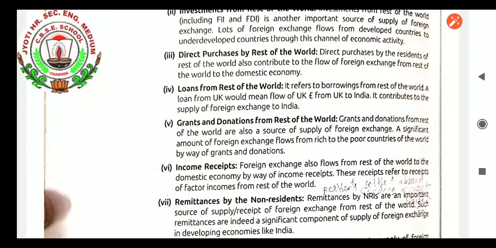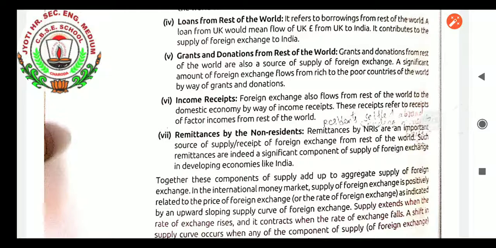Grants and donations from the rest of the world. When there is a supply of grants and donations, earlier in the demand case it was an outflow, now there is an inflow. So grants and donations from the rest of the world are also a source of supply of foreign exchange. A significant amount of foreign exchange flows from rich to poor countries of the world by way of grants and donations. Income receipts. Foreign exchange also flows from the rest of the world to the domestic economy by way of income receipts. These receipts refer to receipts of factor income from the rest of the world.